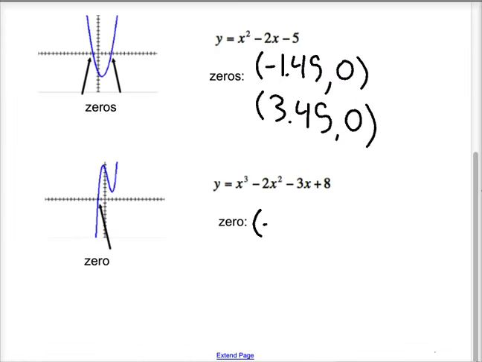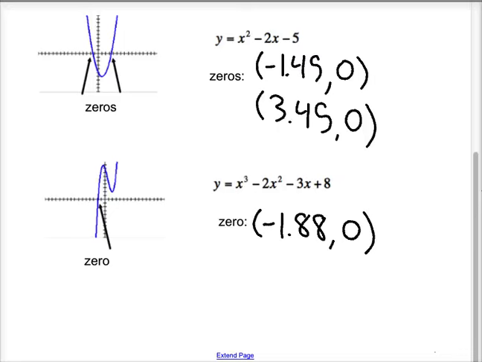So that's what I'm going to put down, negative 1.880. And that's going to be my only zero in this case. It's the only point that I see where it's crossing the x-axis.